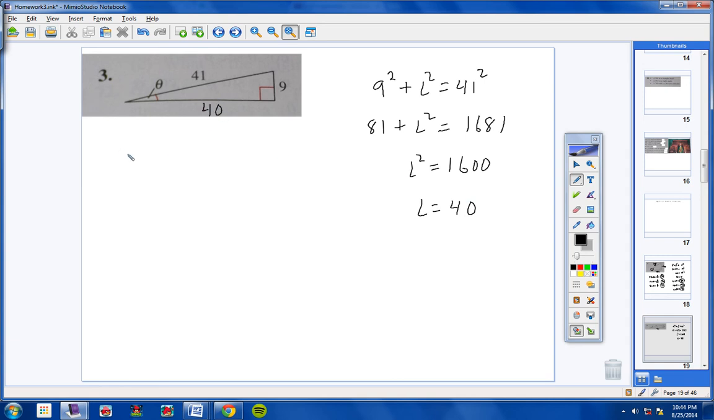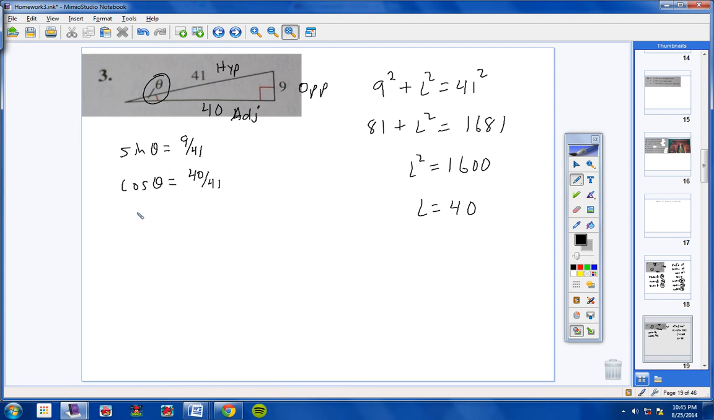So here we go, moving on very quickly. Here's theta, so go straight across. 9 would be your opposite side. Here's your right angle, go straight across. 41 would be your hypotenuse, and the last side here would be your adjacent side. Okay, so sine of theta would be opposite over hypotenuse, 9 over 41. The cosine of theta would be adjacent over hypotenuse, so 40 over 41.